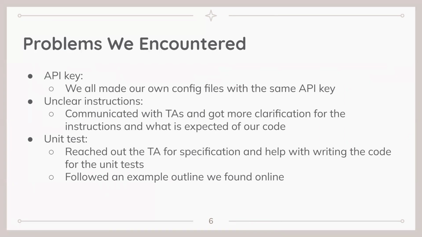Our next issue was lacking clarity in the instructions, and there was a bit of vagueness as well. So to solve this, we made sure to communicate with the TAs and to get clarification on any parts that we were even a little confused about, and to properly understand what is expected of our code and its complexity. And then our final problem was with the unit tests. We were very confused about those initially, and we were able to reach out to the TA for further specification and to actually get help with writing the code. In addition to that, when writing the code ourselves as a group, we were able to follow an example outline that we had found online.